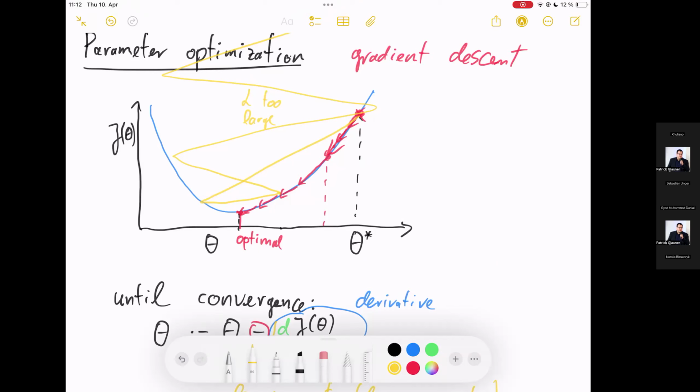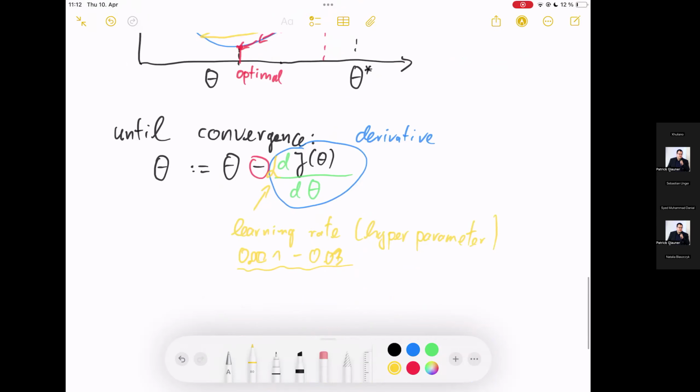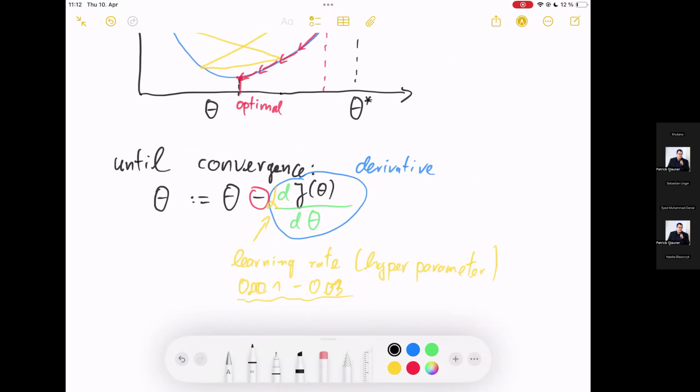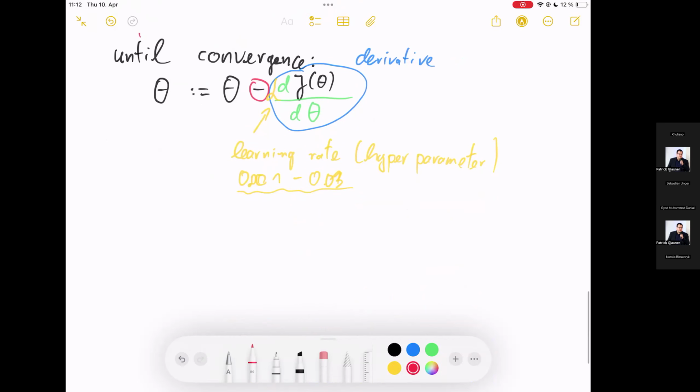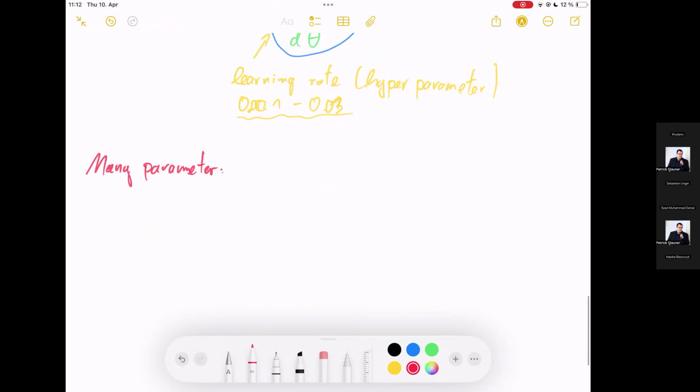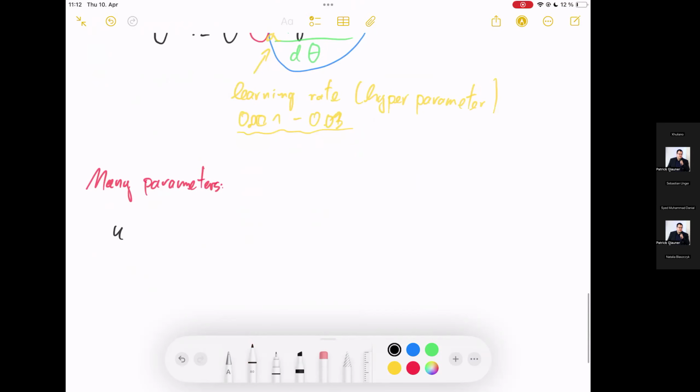There's only one problem. So far, we have done this for one parameter, and we actually need a lot of parameters. So we can say we've done this now for one parameter. We can do this now for many parameters. And then it will also become obvious why this is actually called gradient descent and not just derivative descent. Many parameters. We will write just as before until convergence.